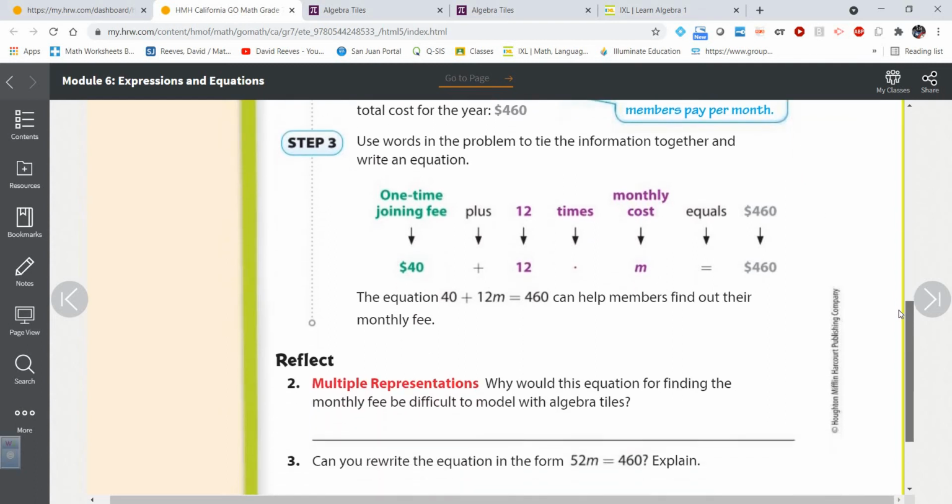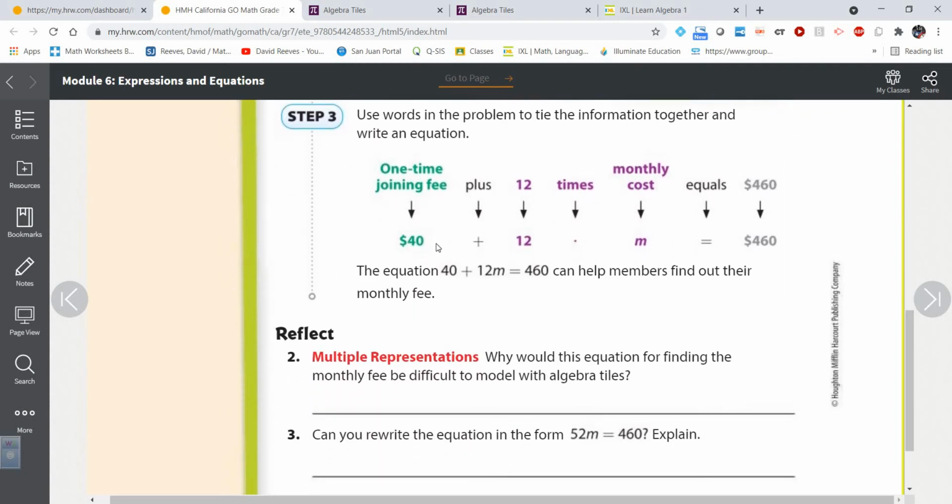So you can see right here your equation is 40 plus 12m is equal to 460, or you could write 12m plus 40 is equal to 460. Again, if we break this down, m is our variable. That's what we didn't know, the cost per month. We have to multiply it by 12 because there are 12 months in a year. There's our one-time fee, and when we add all of that money together for a whole year, it is 460.